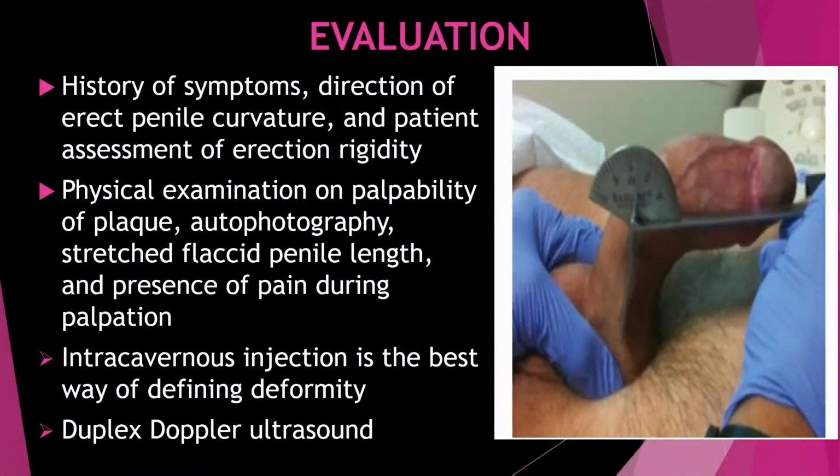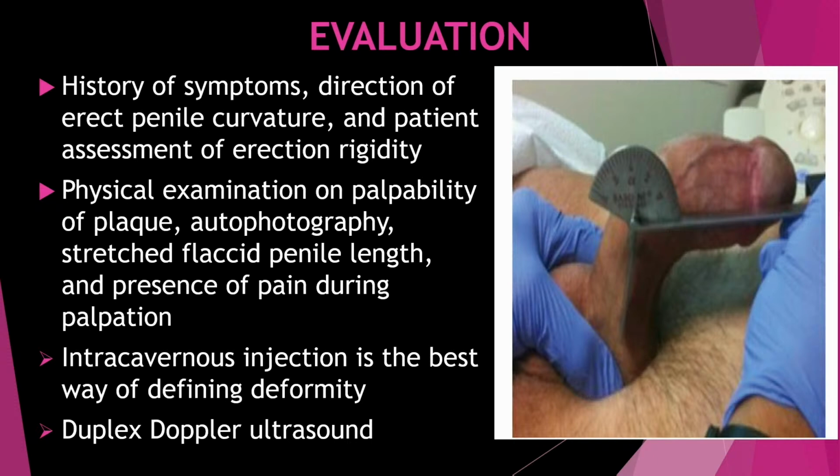When we go to evaluation, it starts like any other disease with history, physical exam, and some other imaging. So in the history, we'll be interested in the pain, the onset of that pain, the duration of the pain, any curvatures, and any assessment of rigidity from the patient's perspective. On the physical exam, we'll be interested in palpability of the plaque, the direction of that curvature. If the patient has done any photographs at home, we can also assess that and it helps us in diagnosis.